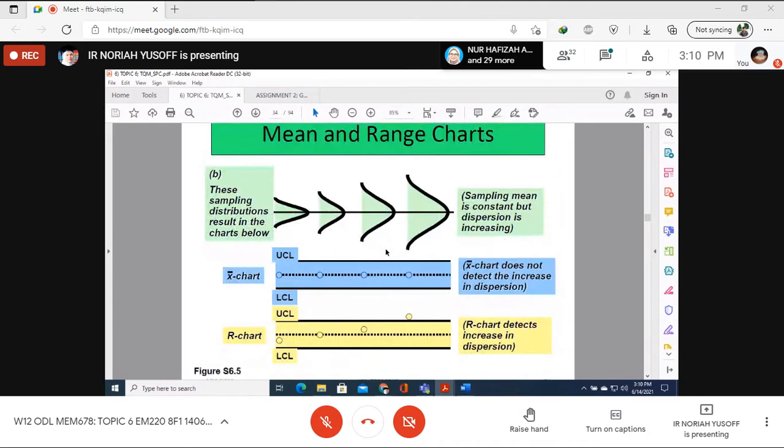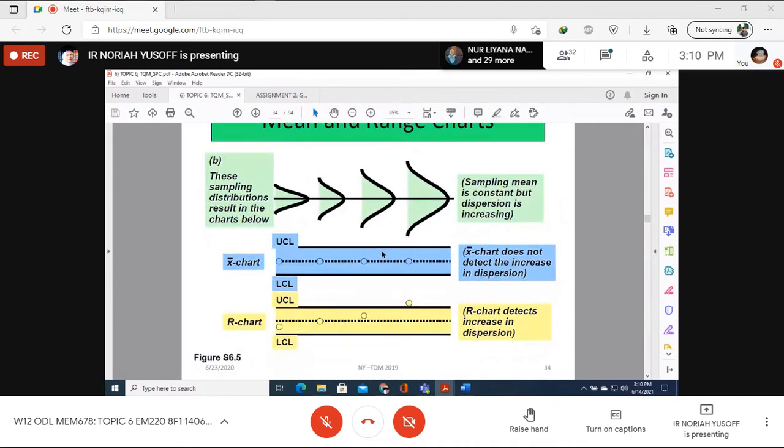So far, can you understand? But if the data shows an increase in dispersion, then the R chart is able to detect it. The R chart will detect it. For example, say 12, the data dispersion. The mean value, if you divide by the mean value, is still constant, but the data has somehow already dispersed.